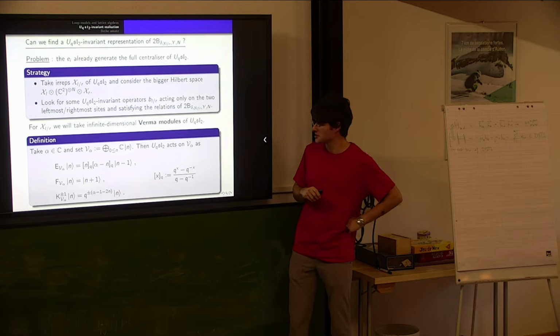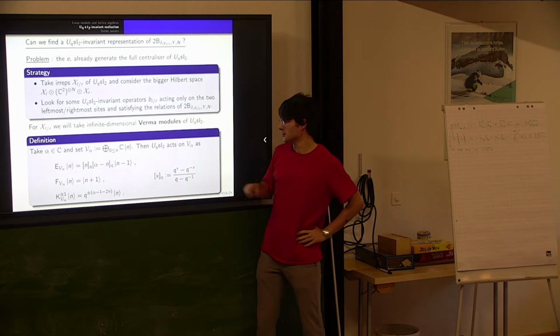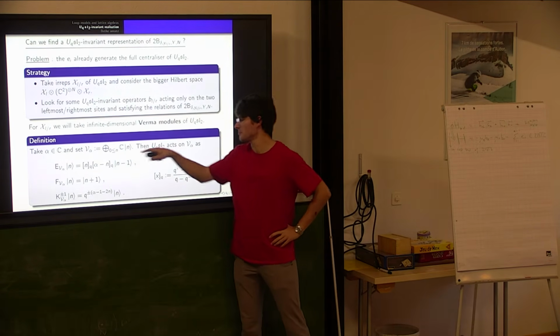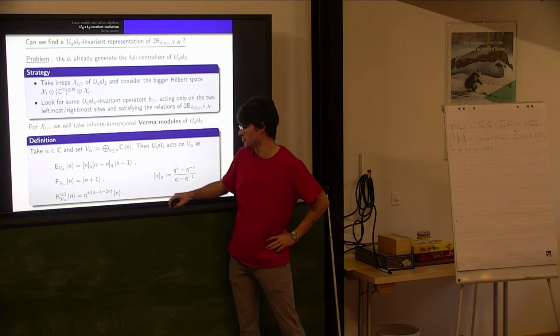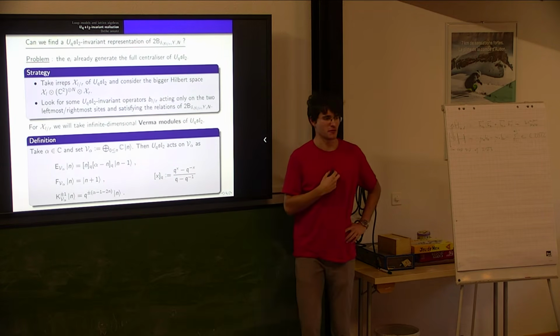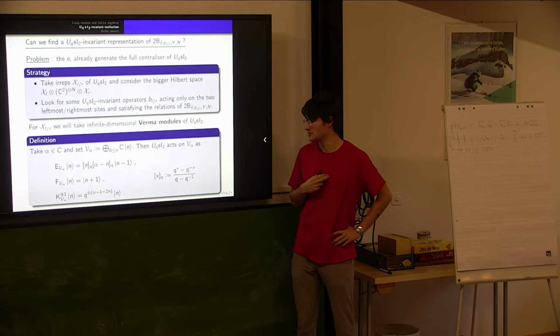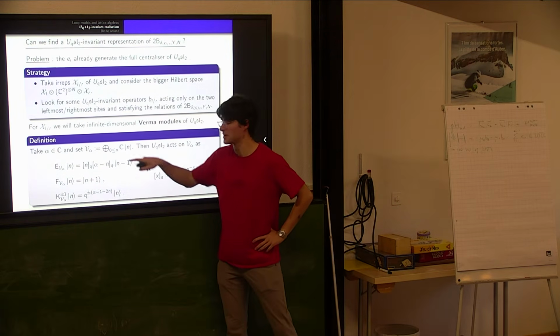And what are these representations? Well, you take a weight alpha in C, and you just act on an infinite basis like this. So you have this lowering operator, you have this raising operator, and the k's act diagonally on this basis. And if you're familiar with Verma modules for SL2, this is exactly the same representation, but you have to replace usual numbers by Q-deformed numbers.